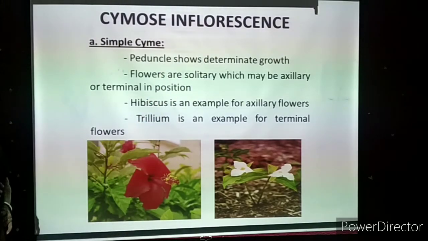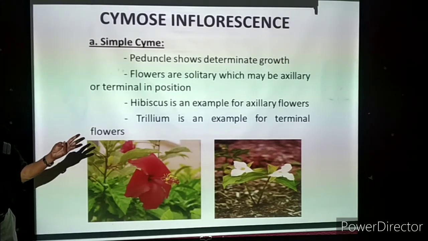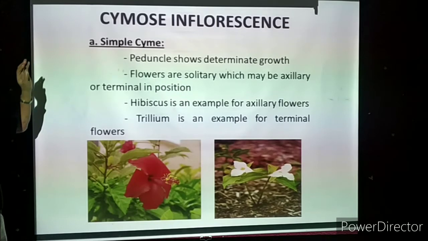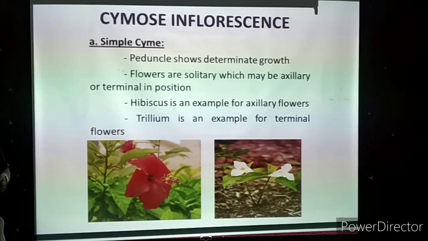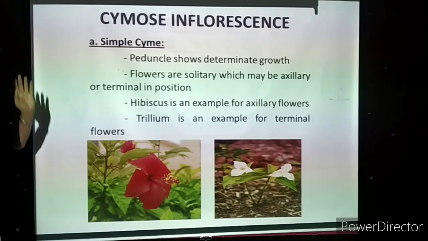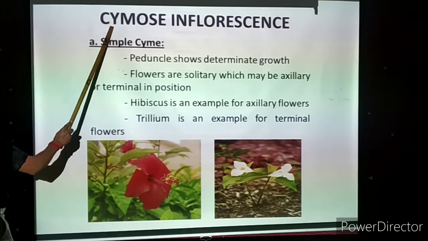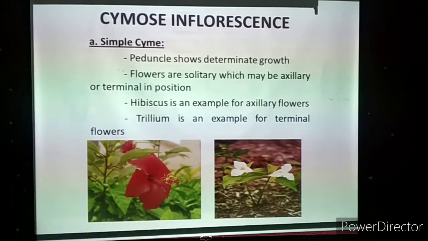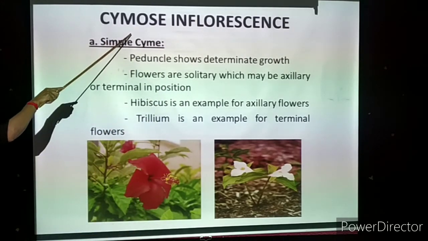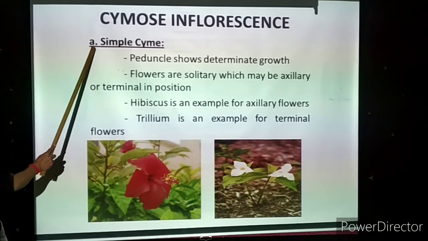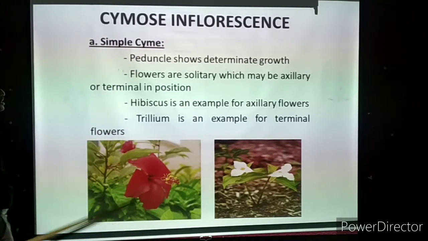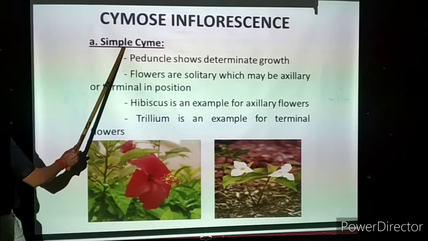Now we are coming to the cymose inflorescence. Actually, we have studied at the beginning, 4 types of inflorescence are there. One is racemose. So far we have completed racemose. Now the second one is cymose. Third one is mixed inflorescence, and the last one is a special inflorescence. So we have completed racemose inflorescence. Now we are coming to the second type, cymose inflorescence. In the cymose inflorescence, various types are there. What are they? The first one is called a simple cyme. It is the simplest arrangement it is having. That is called a simple cyme.